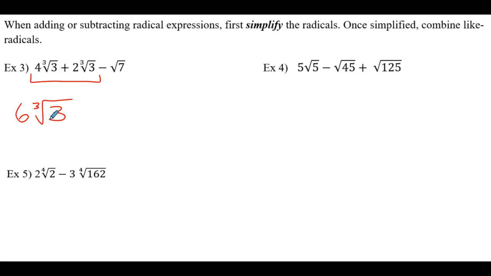That one's totally different. It's not even a cube root. So it has to be the same type of root as well. So that's just minus the square root of 7, and that's all there is to combine.